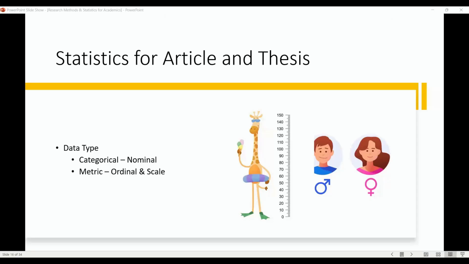Whereas metric data is something that is quantifiable, quantifiable in terms of numbers. What is your height? Dash in centimeters. What is your weight? Dash in kg. What is your age? Dash in terms of years. But in case you are giving an option like this, what is your age?